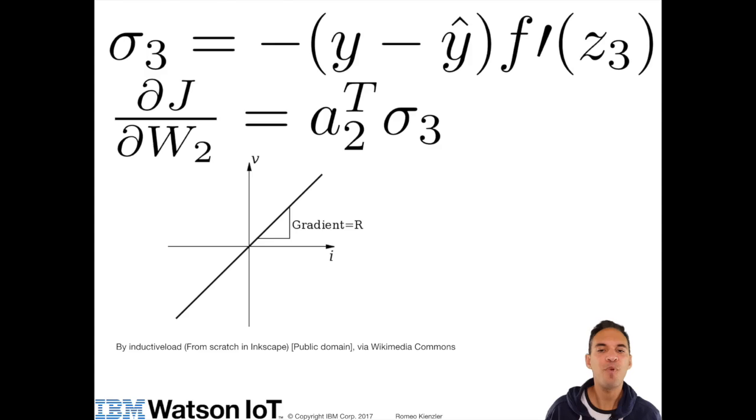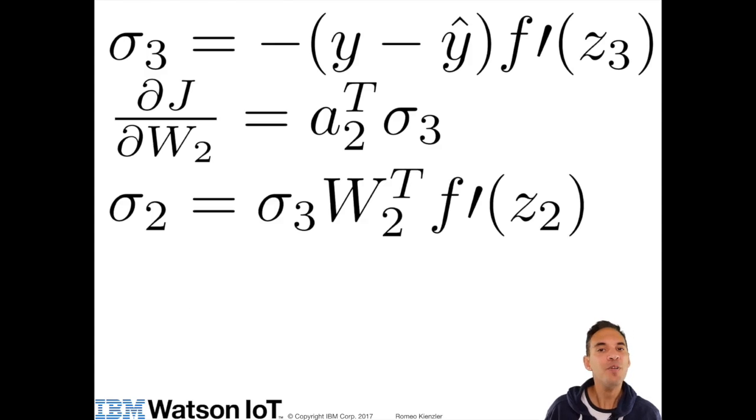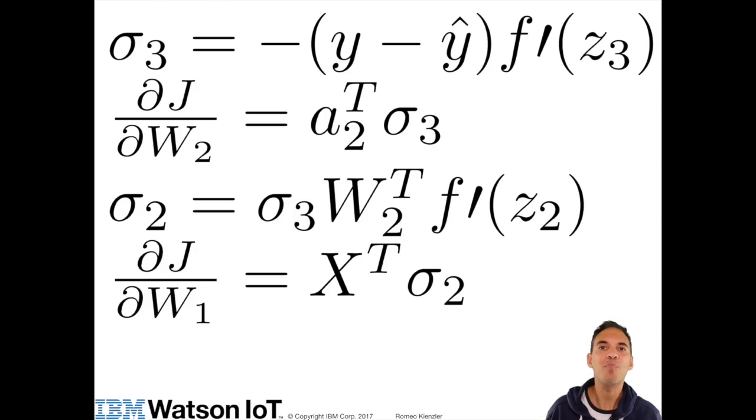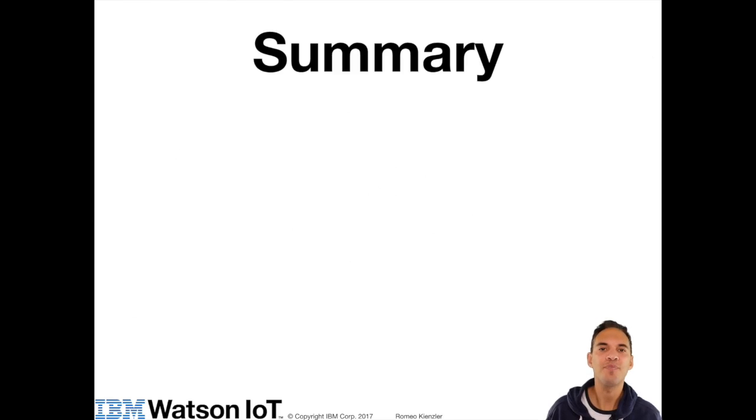Note that f prime is the first derivative of the activation function f. Now we continue backpropagating the error and taking the first derivative of that function in parallel to obtain delta 2. And finally, we get the partial derivative with respect to W1. And again, the mathematical reason why this is computed using the transpose of x times delta 2 is beyond the scope of this course and is due to the chain rule in calculus.